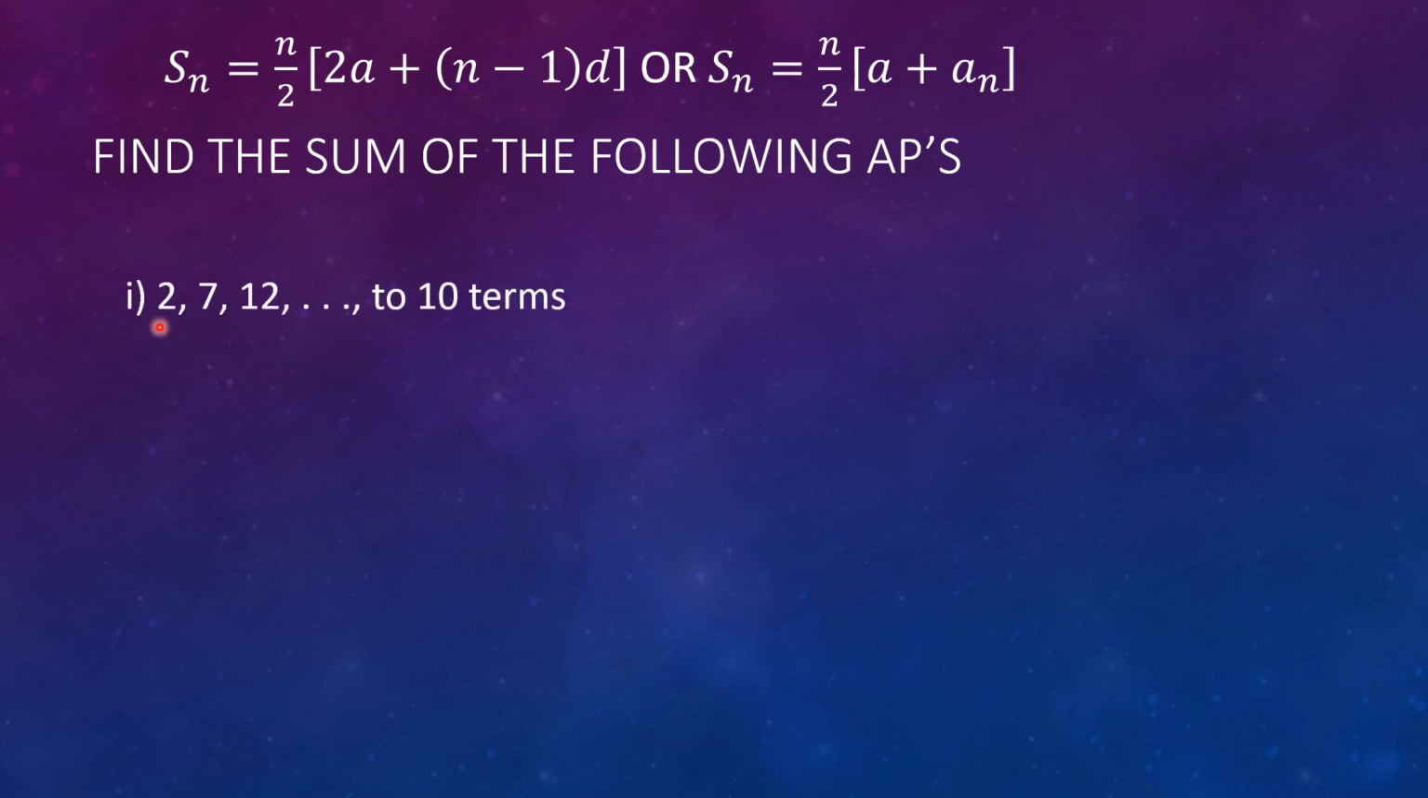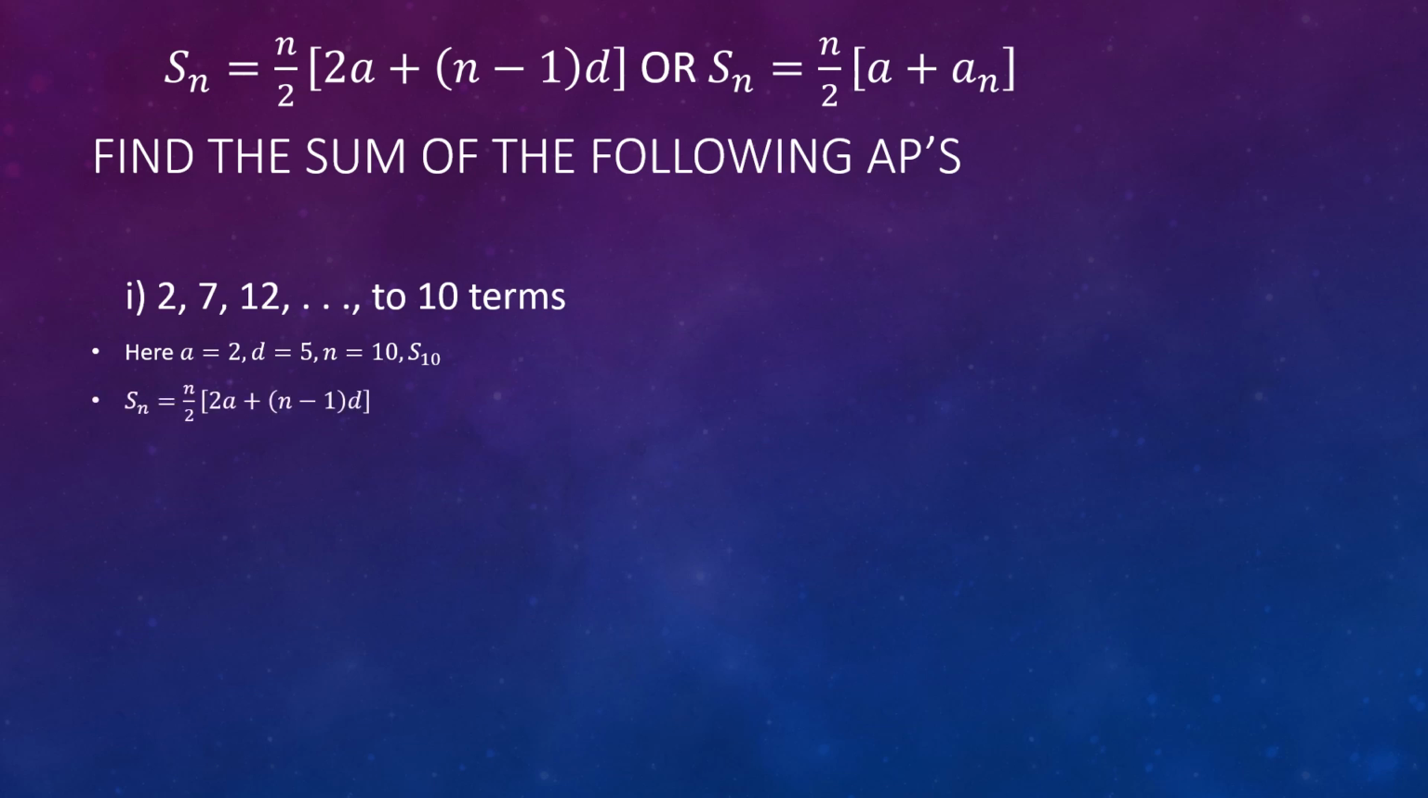See, here they have given 2, 7, 12 up to 10 terms. I want to find the sum of such 10 terms, that is 2 plus 7 plus 12 up to the 10th term. So what is A over here? A is 2. What is D? 7 minus 2, that is 5. What is N? 10. Okay, let's see. So see, A is 2, D is 5, N is 10. I want to find S10.